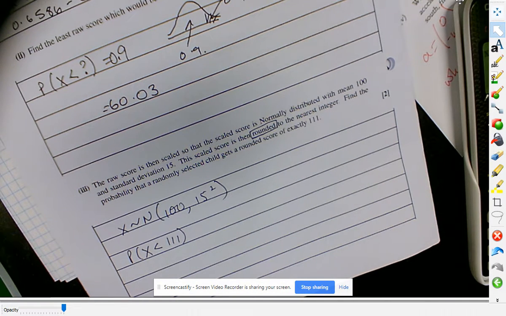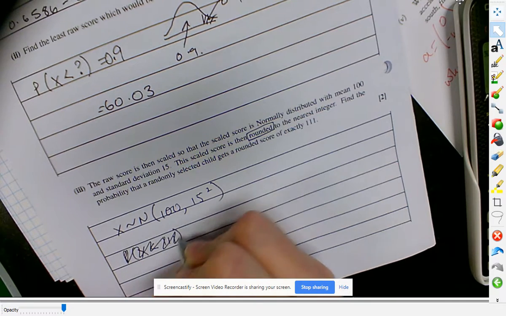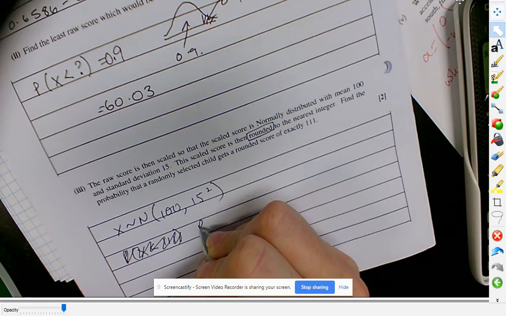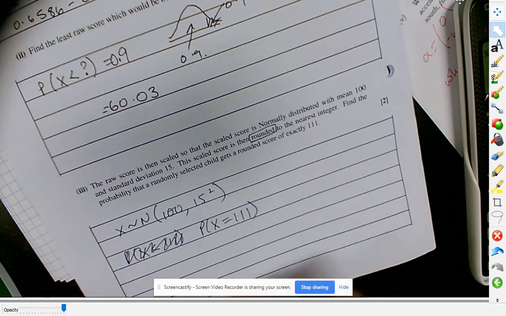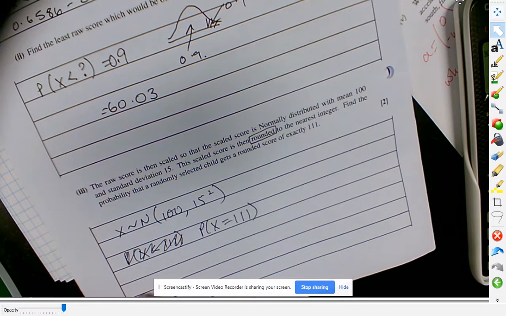The data has been rounded to the nearest integer. So we're now looking at discrete data. You can't get a score of 111.1. You can't get a score of whatever. Okay? Oh, sorry. This isn't the probability we want. We want the probability that x equals 111, don't we? Okay? Sorry, we should do this.